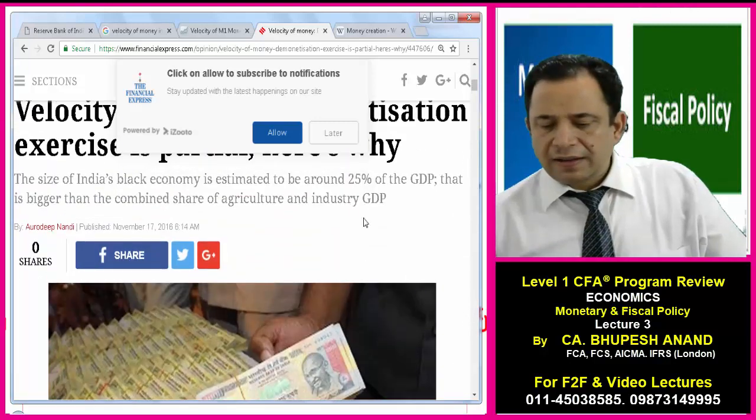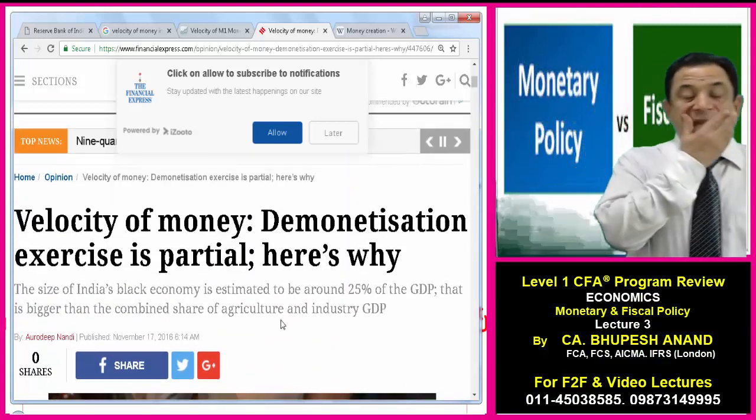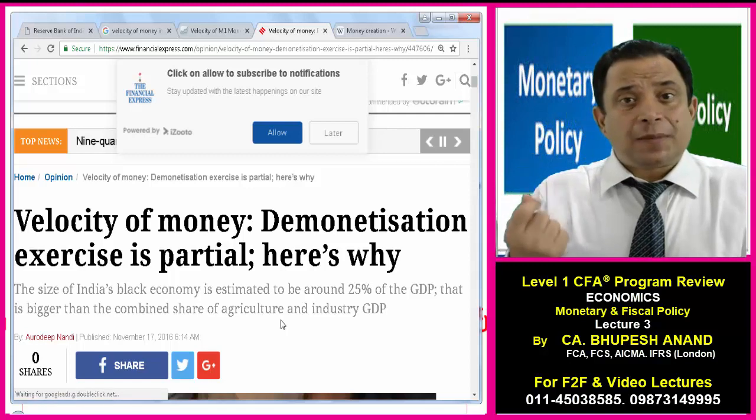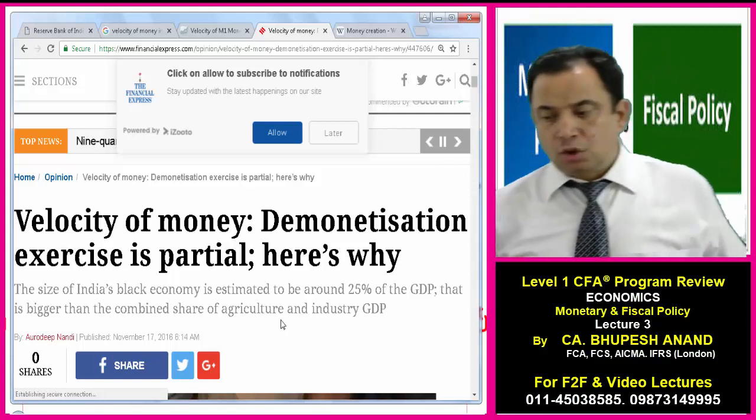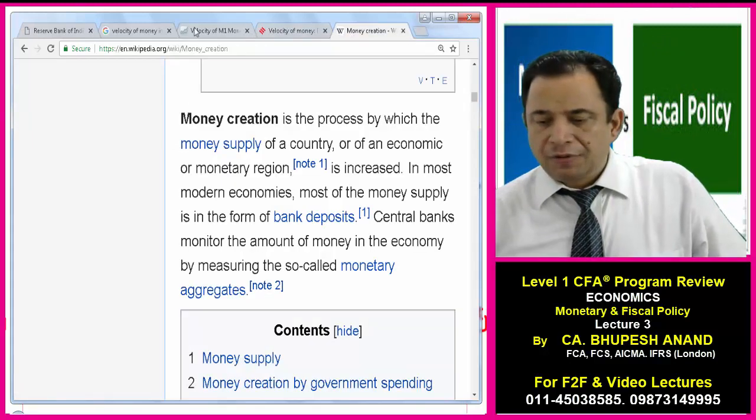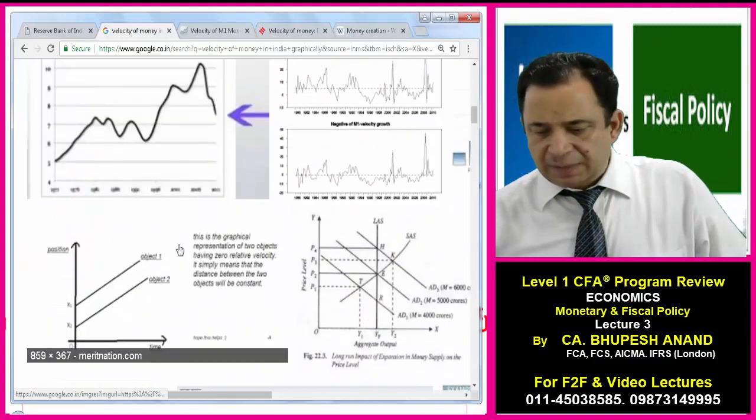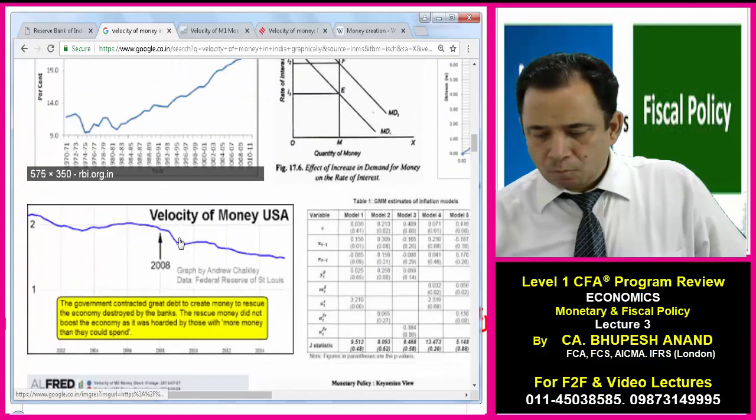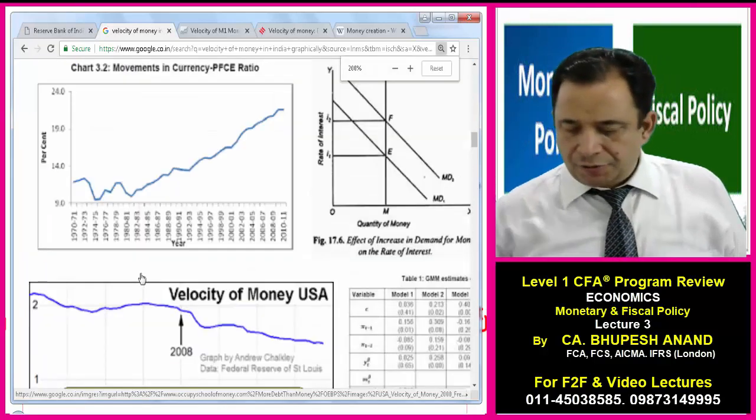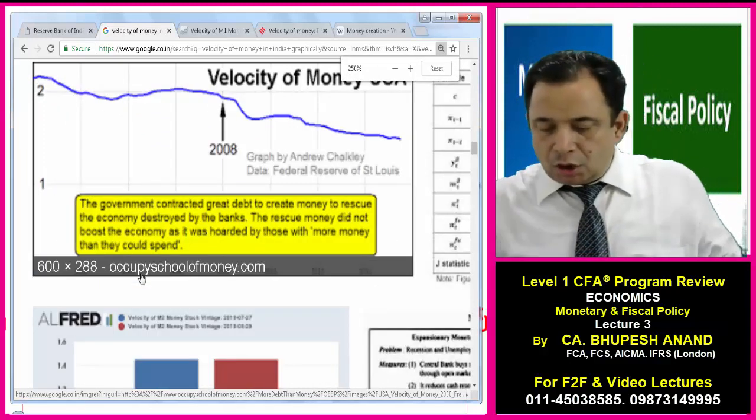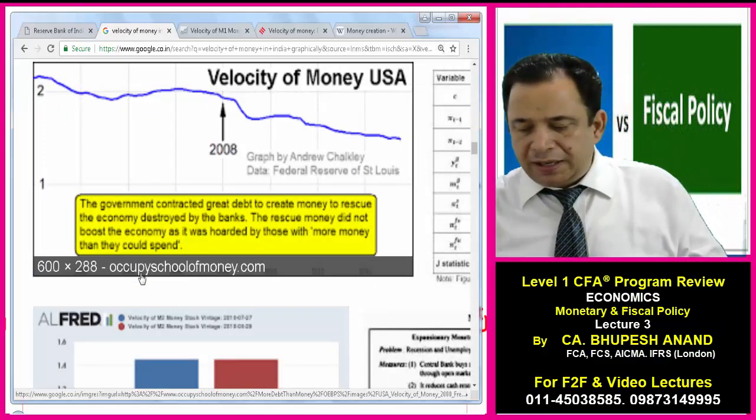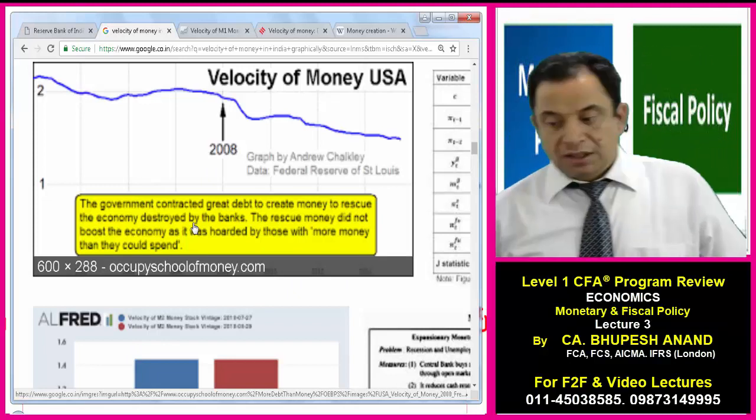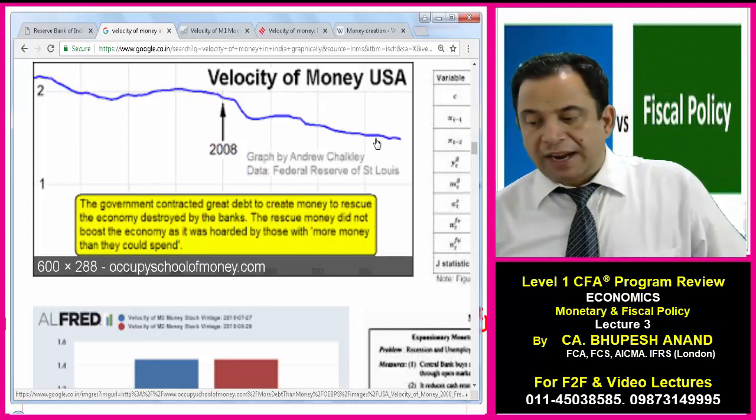So the point is that every country has a velocity of money, and the total quantity of money supplied will be equal to money supply into velocity of money. I have just told you the meaning of velocity of money. Let me increase the font and then we will see what is written here. The government contracted great debt to create money to rescue the economy destroyed by the banks. The rescue in 2008, the crisis of 2008. Just see, after that the money velocity decreased to 5 in America.